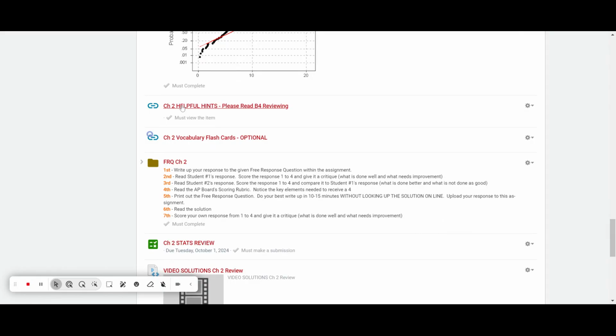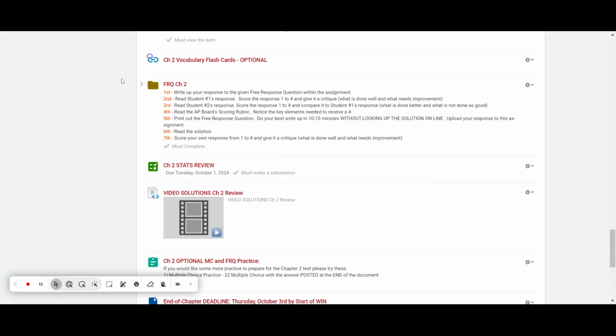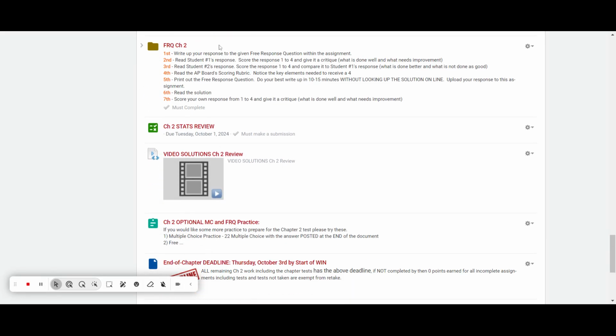Again, these helpful hints, I highly recommend you do look at those. I think they're a nice summary that the book makes about the chapter. There's optional flashcards if you would like to. The last thing that's officially graded, though, are going to be these free response critiques that you did for chapter 1 also, and it works the same type of fashion.